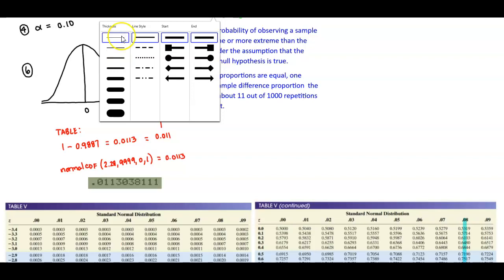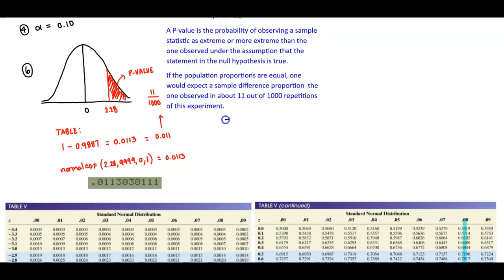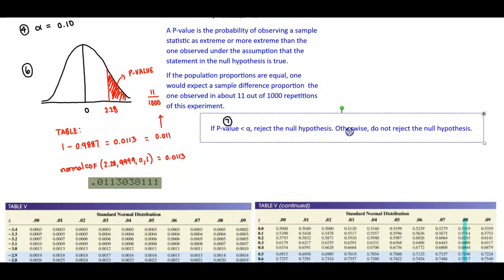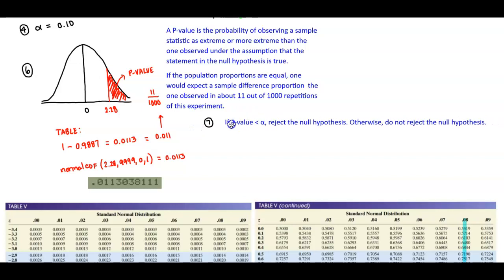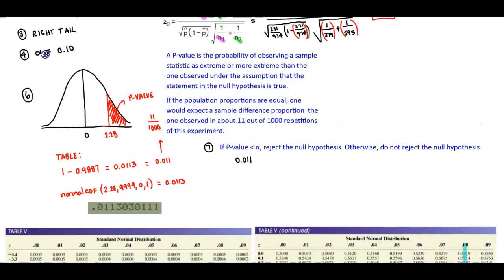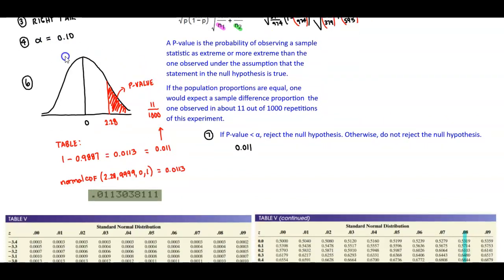Okay, now we're going to go to step number 7 because we want to compare the p-value to the significance level. In order for us to figure out what the conclusion is, for step 7, if the p-value is less than alpha, then we're going to reject the null hypothesis. Otherwise, do not reject the null hypothesis. Well, if we round our p-value to 3 decimal places, we have 0.011, okay? And going back to step number 4, our significance level is 0.10.